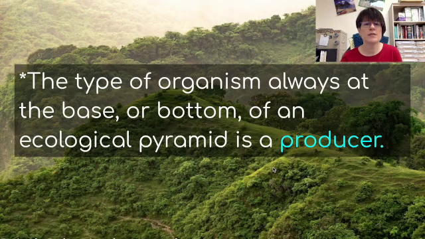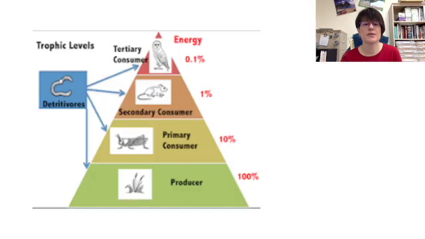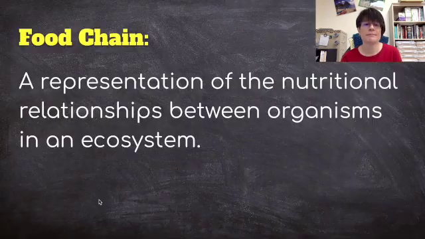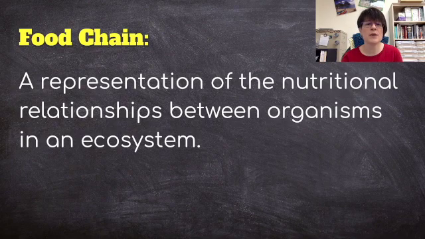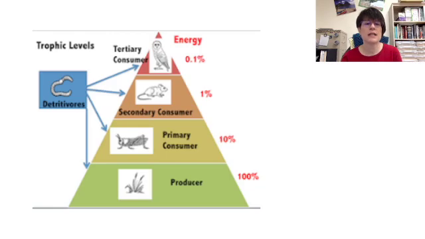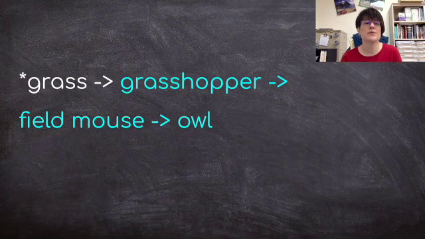The type of organism always at the base or bottom of an ecological pyramid is a producer. So these must be at the bottom because they provide the food for the rest of the food chain. So a food chain is a representation of the nutritional relationships between organisms in an ecosystem. So if we take a look at this pyramid, we can produce this food chain from it.